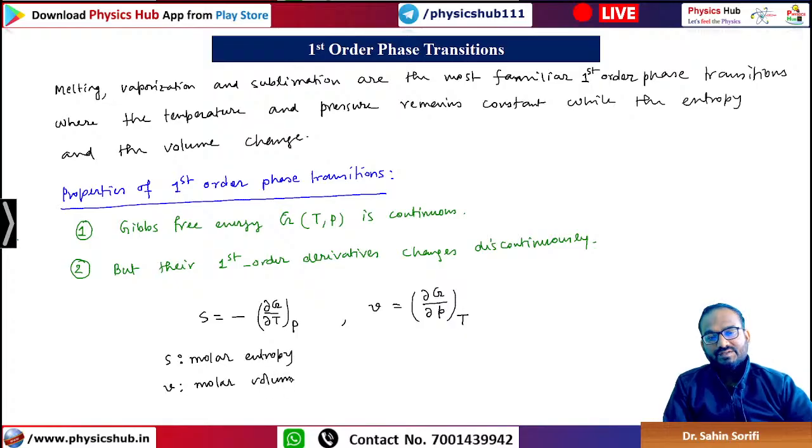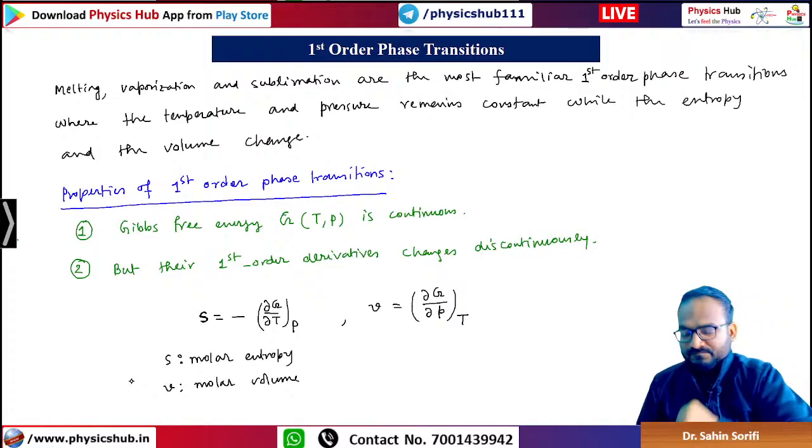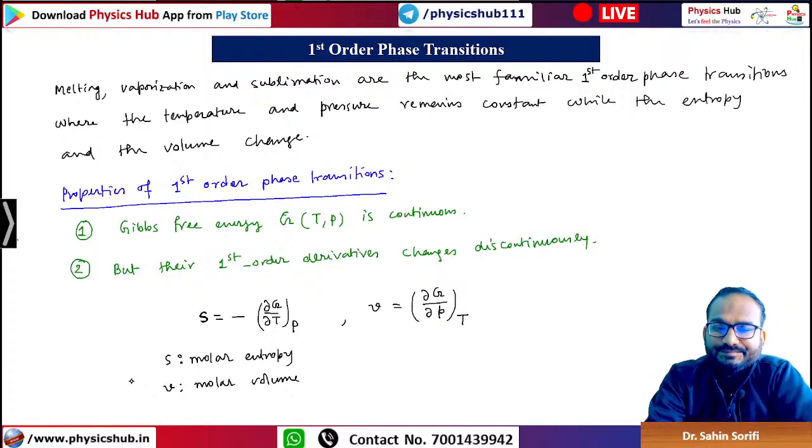Here we have used s to be small, but it is difficult to identify small s and capital S, so you consider it to be small s, and v is small v, to denote molar entropy and molar volume. For normal entropy we use capital S, and for volume capital V, but to denote molar entropy and molar volume, we will use small letters.